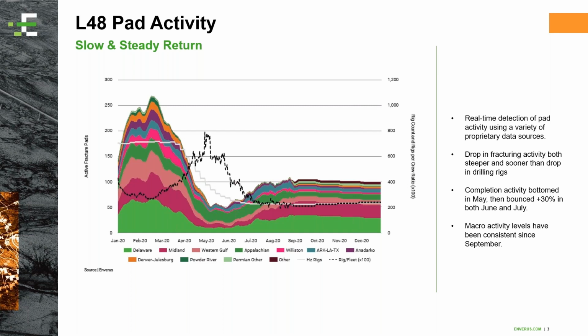The other part of that too, what's interesting, and what you see on this curve: the whitish gray line there is actually our horizontal rig count. And then the stack is the number of active fracture pads happening on a daily basis. And then that dashed line is the ratio between the two.